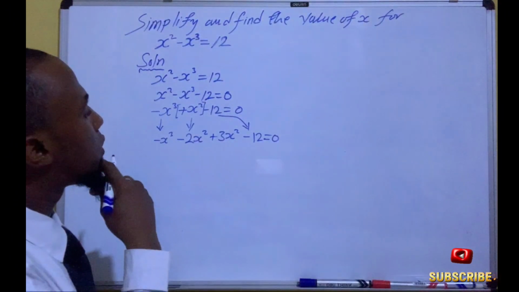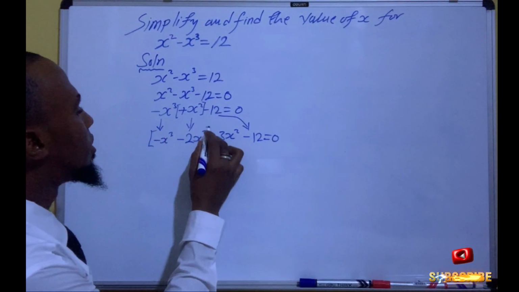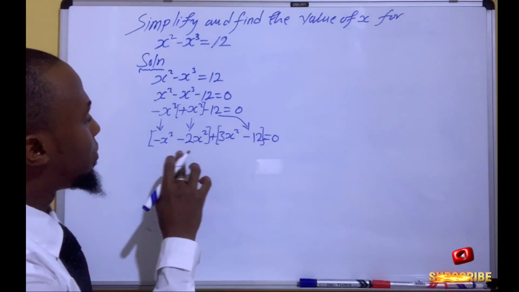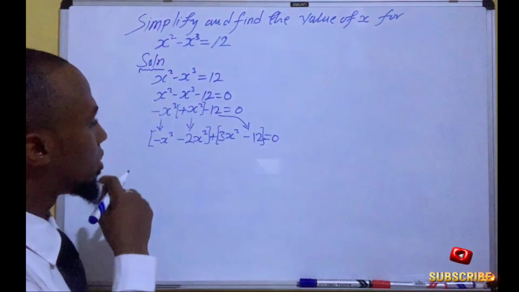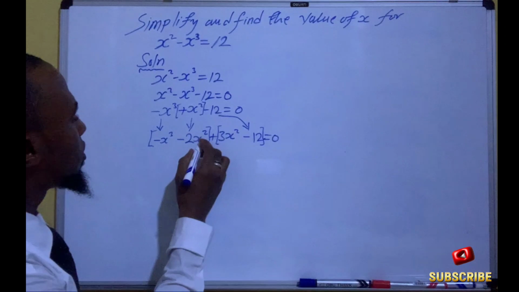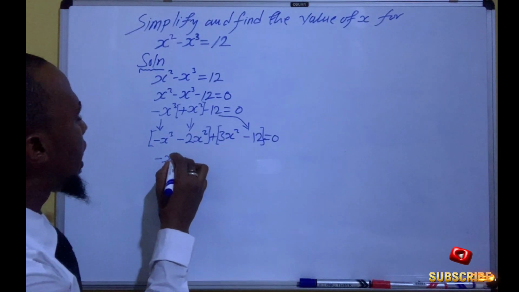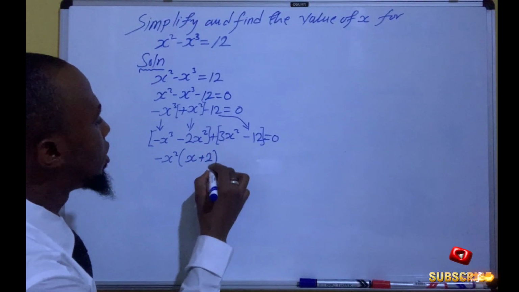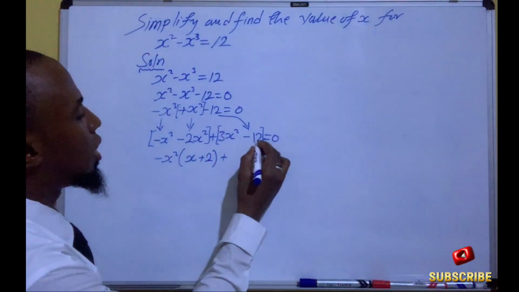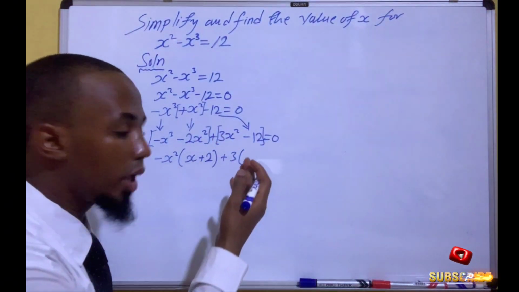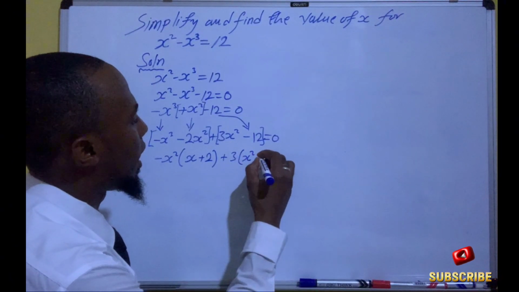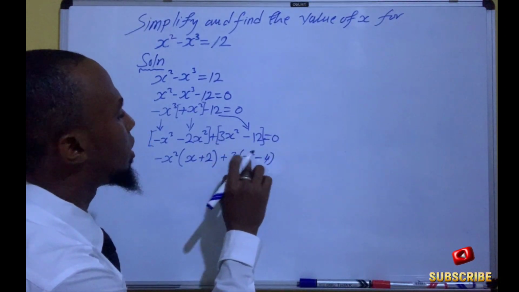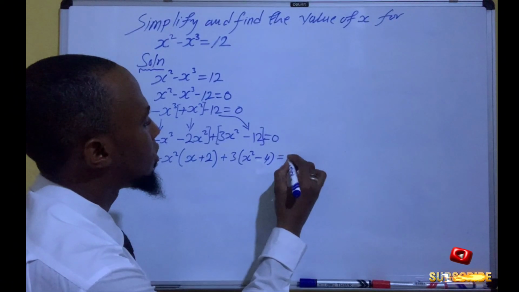Now what we need to do is to group them. Let's introduce these brackets here. Now to do that, we need to factorize these two groups. Here we can factor out minus x squared, and have x plus 2. Then plus, we can factor out 3 here, that is 3 into x squared minus 4, because after you open this bracket, you are going to have 12. Everything is equal to 0.